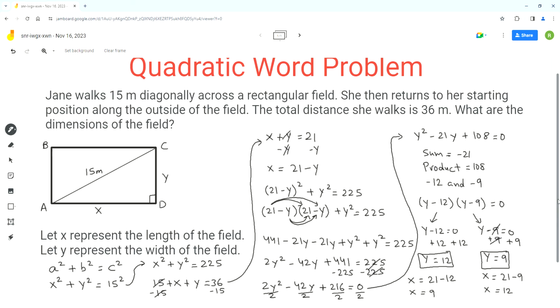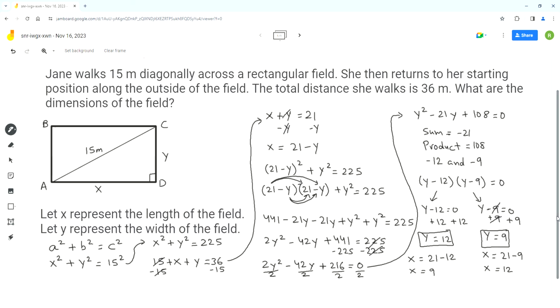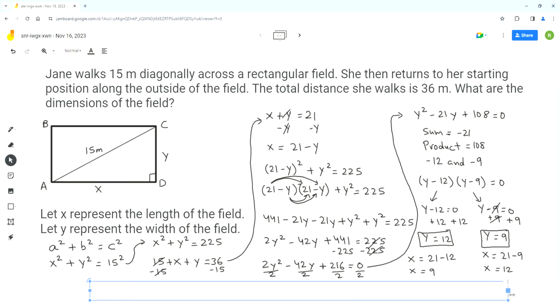So we can write a closing statement to summarize the answer for this word problem. So the dimensions of the field are 9 meters by 12 meters.